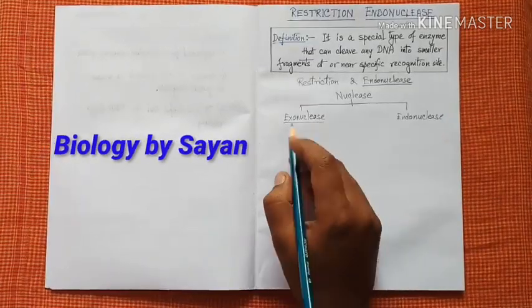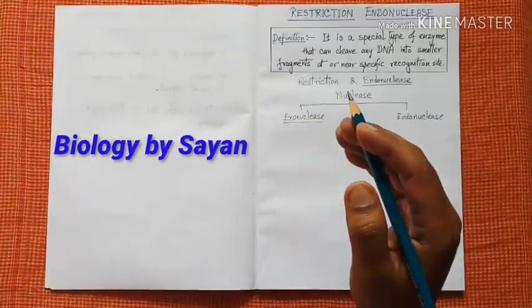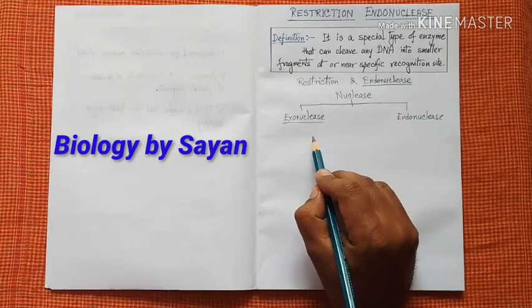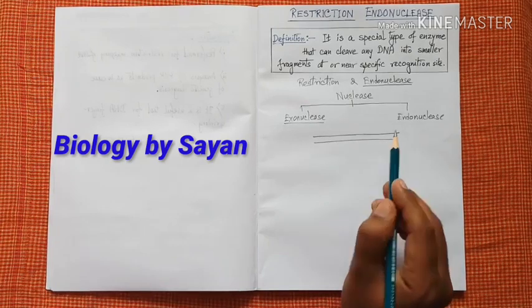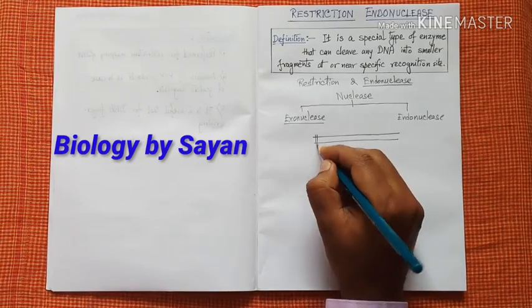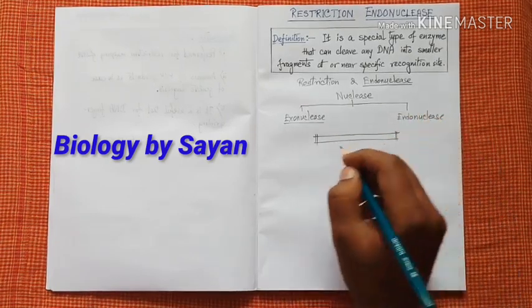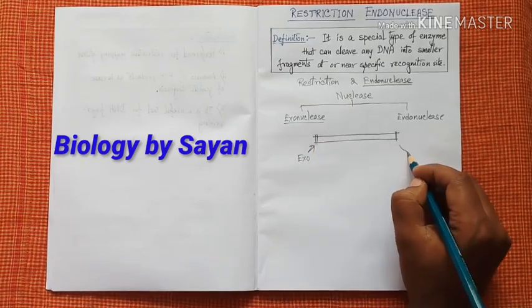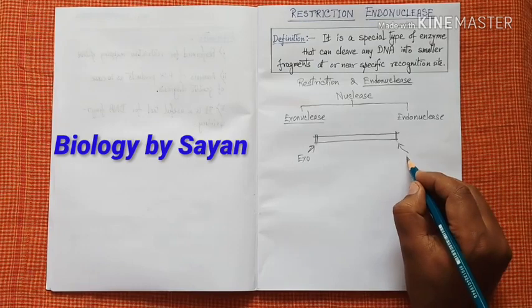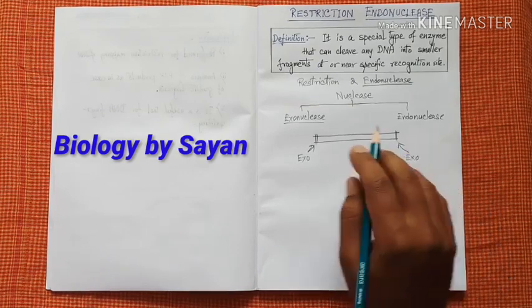Exonucleases are enzymes that can cleave any DNA from the exterior side or both of its ends. Suppose this is a stretch of DNA. Exonuclease can cut DNA from either of its ends. So these are exonucleases, which cut any nucleic acid fragments from any of its ends.